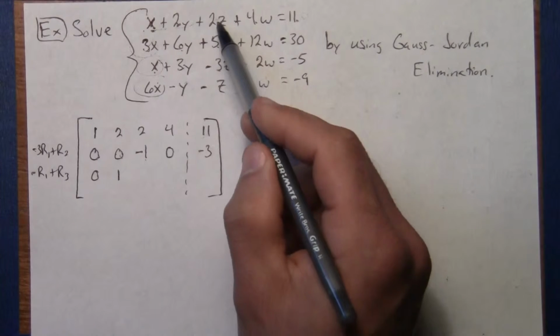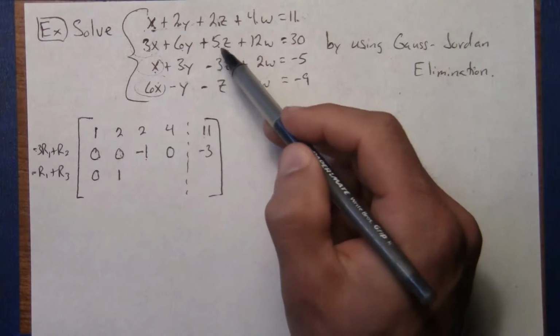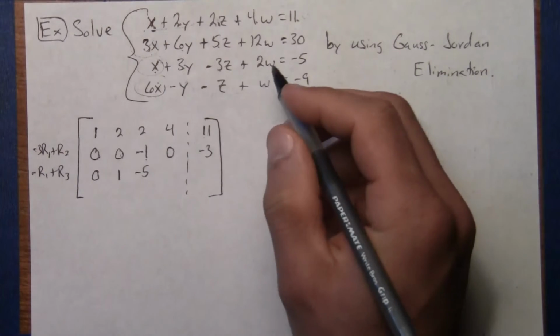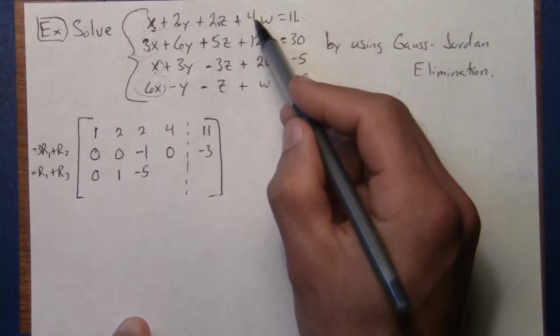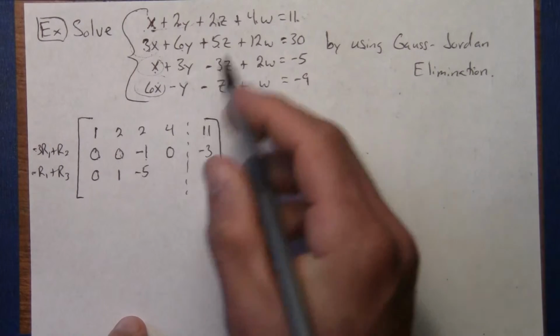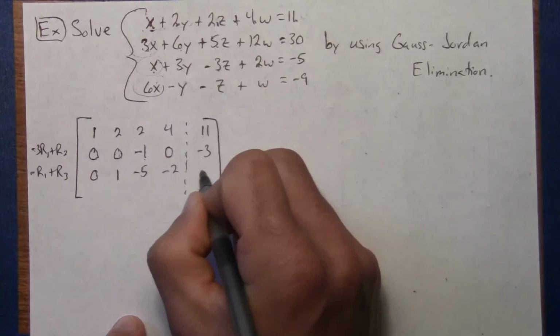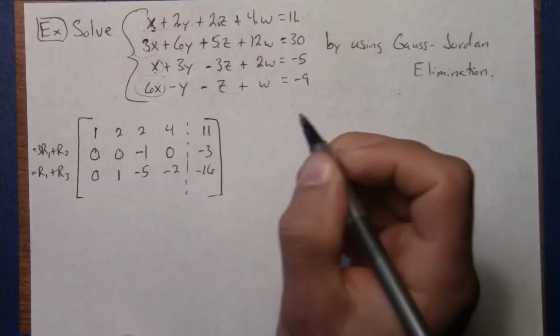Where are we at here? Okay, that would be -2, -3, or -5. Looks like this is going to give me -4 plus 2, or -2. And then -11 plus -5, so -16.